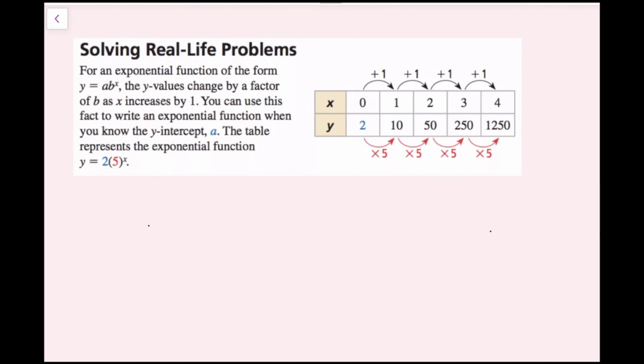The y-intercept is going to be the initial value in a real-life problem, okay? Another way to think of that is it's the value of y when x equals 0, and if I plug 0 in for x, b to the power of 0 is just going to be 1, so the y-intercept is just going to be a times 1, or just a, so that's why this is going to work out the way it is.